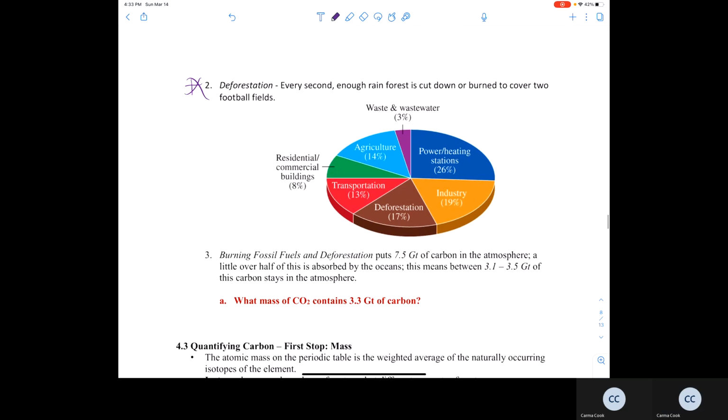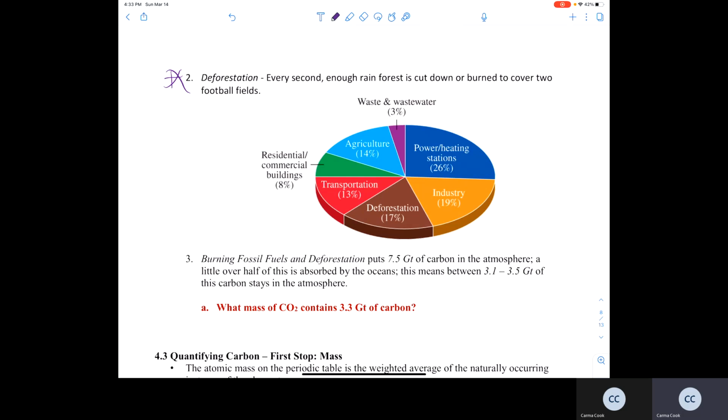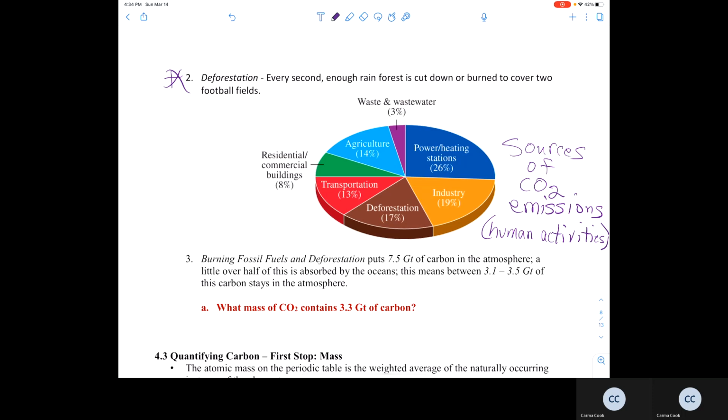And so the things that we do and that we need to use in our everyday lives are very important because they are sources of CO2 emissions. And these are all, of course, human activities. And so things such as transportation, deforestation, industry, power and heating stations and agriculture, and also waste and wastewater. All of those things and those various percentages are sources of adding excess CO2 into the atmosphere.